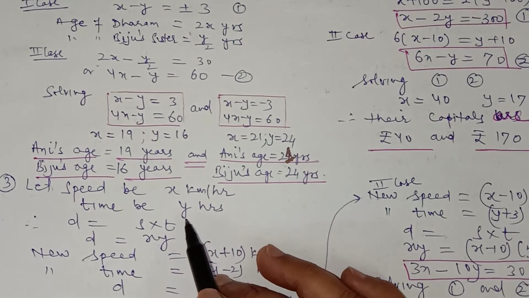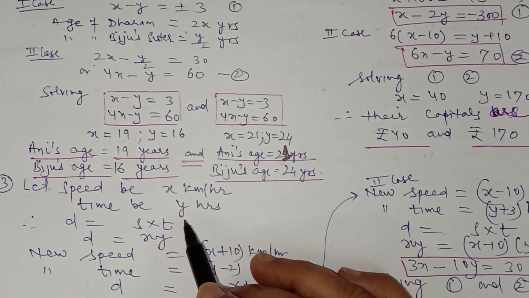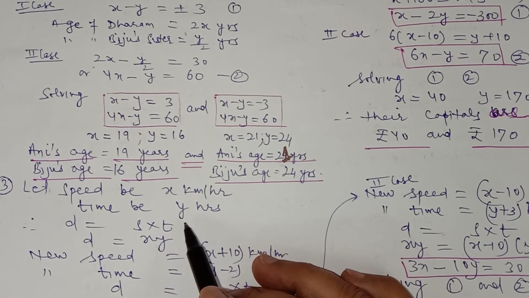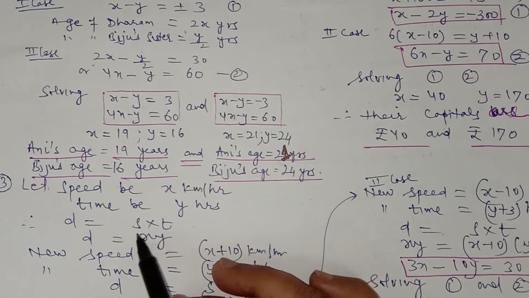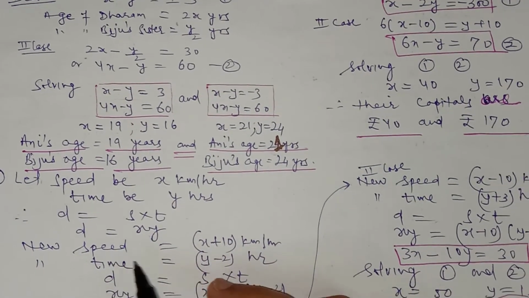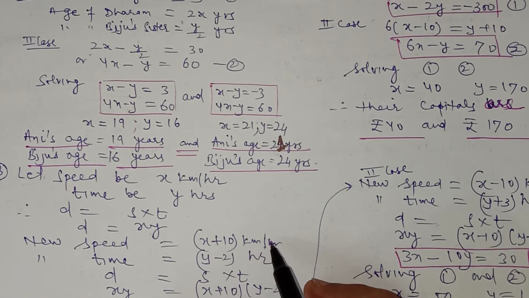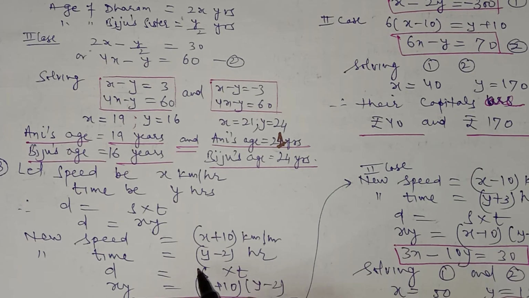Speed x km per hour, and let the time taken to travel that distance be y hours. So distance equals speed into time. Speed is x, time is y. Now in the first case, it is given that if the speed is increased by 10 km per hour, the speed now becomes x plus 10, and the time taken will be 2 hours less. So time will be y minus 2.